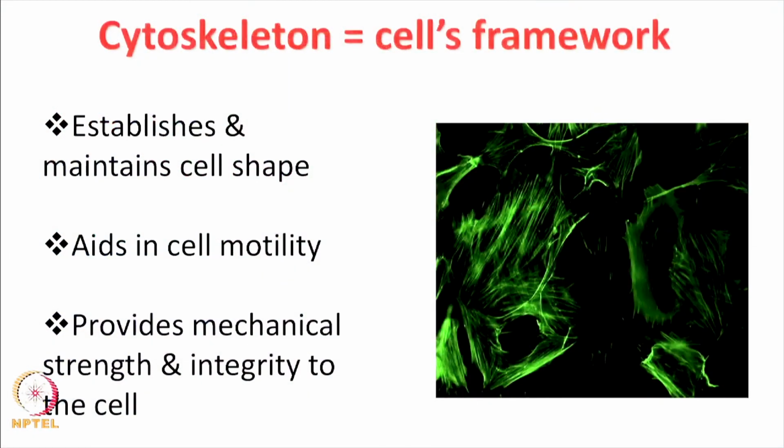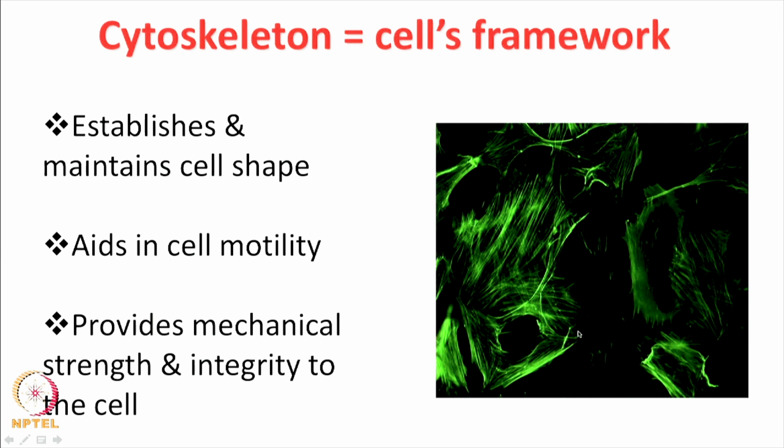The second entity is the cytoskeleton. The cytoskeleton is essentially the cell's framework. This is what makes sure that the cell has a concrete shape and it is not like some silly putty. So, the cytoskeleton establishes and maintains the cell shape.